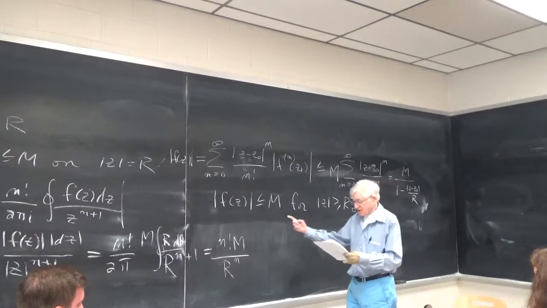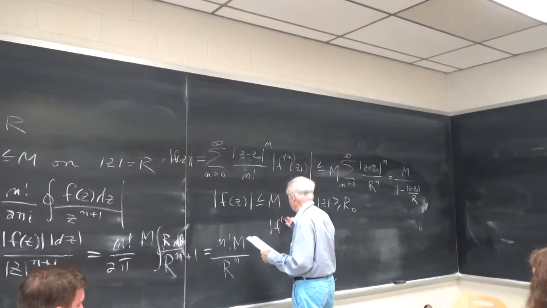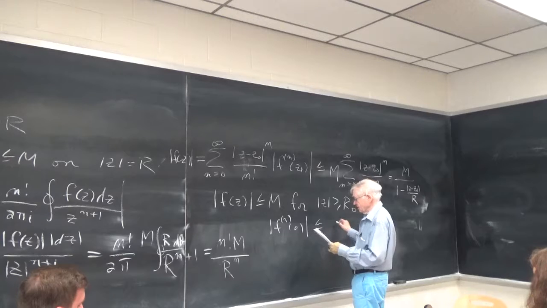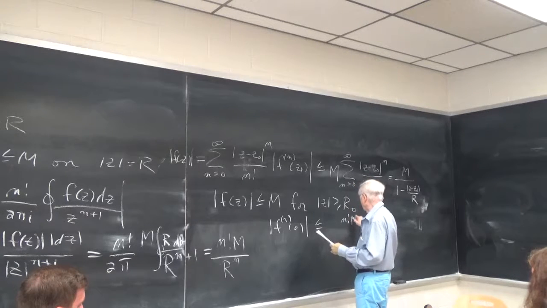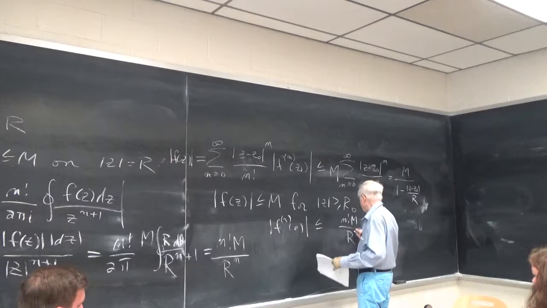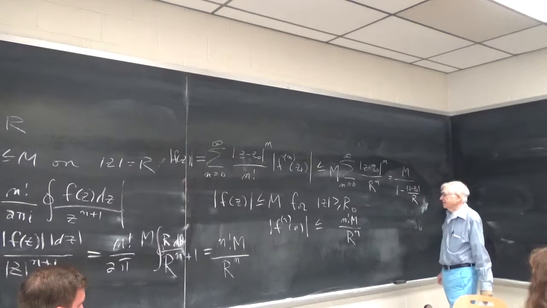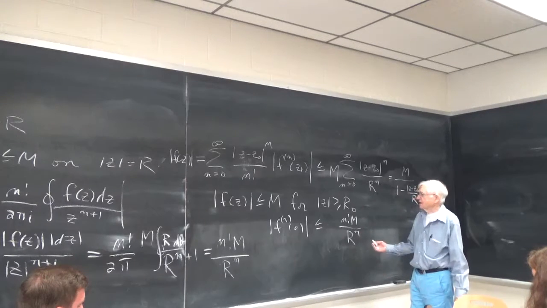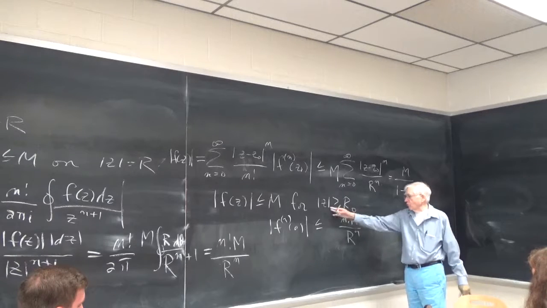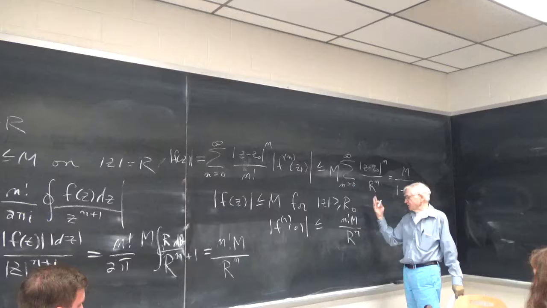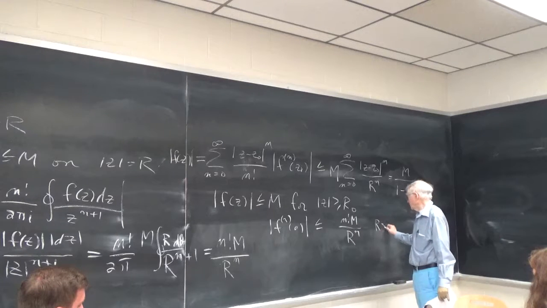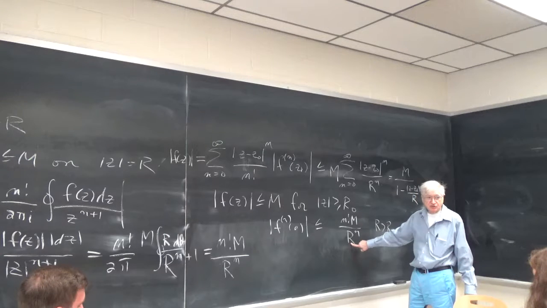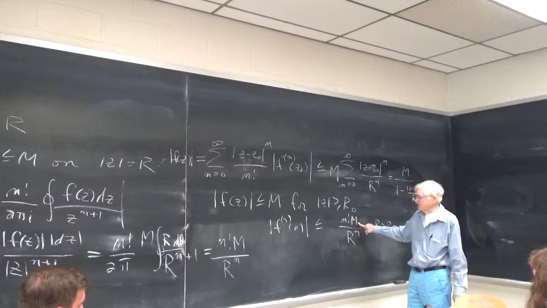We can then use Cauchy's bound to say that the nth derivative at the origin is less than or equal to n factorial M over r to the n. But this holds for all r, because |f(z)| is less than M for all |z| greater than r0, say. So it holds for r greater than r0. We can choose r to be huge, and then this is essentially 0.